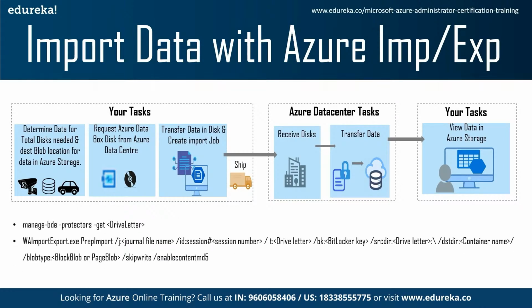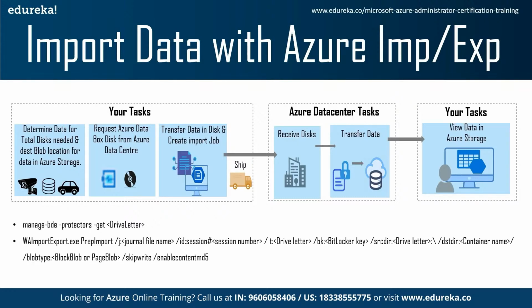These are the commands you can see. The first command is manage-bde -protectors -get with the drive letter. The drive letter is what you have seen for your local disk, like local disk C, local disk D, local disk F. These C, D, F are drive letters. So this is the first command you have to give.